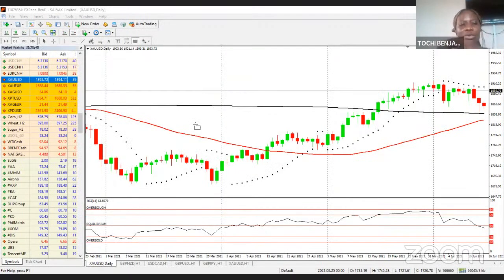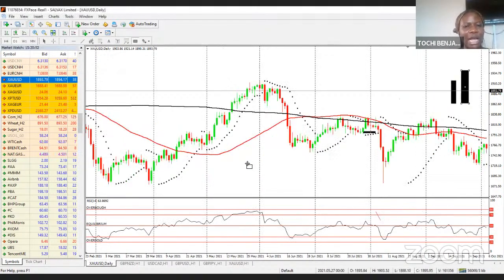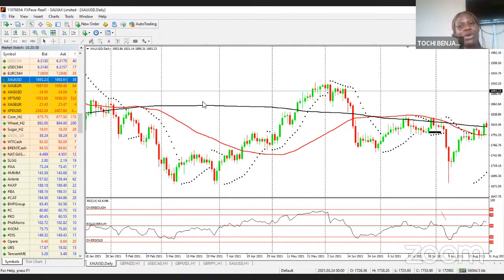That means you must first of all identify your area of value first. Now, when that is done, you ask yourself, if I'm looking at the support, what kind of candlestick formation am I seeing? If I'm looking at the resistance, what kind of candlestick formation am I seeing on that resistance? Because we always tell people it's candlestick that will give you entry into the market.